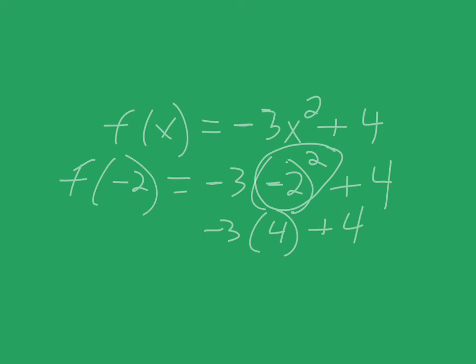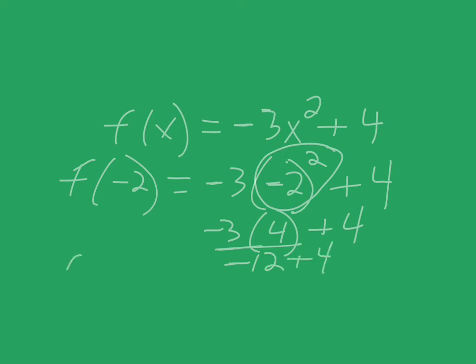Or, excuse me, let me rephrase that. Anytime you square any number, it's always a positive answer, except for when you square 0, which is just 0. So anytime you square a number besides 0, that answer is always positive, because a negative number times a negative number is positive. Now we'll do a multiplication. We get -12, and then -12 plus 4 is -8.